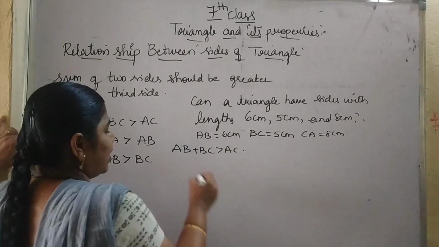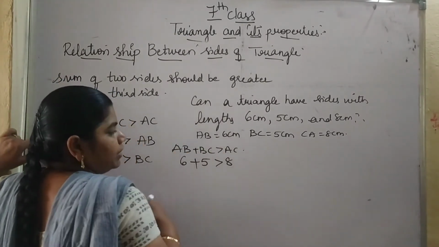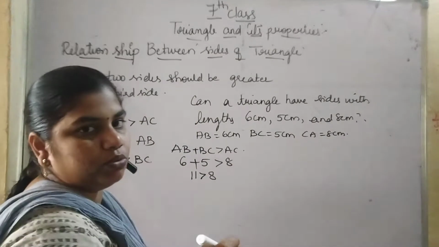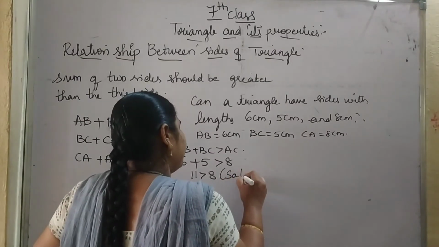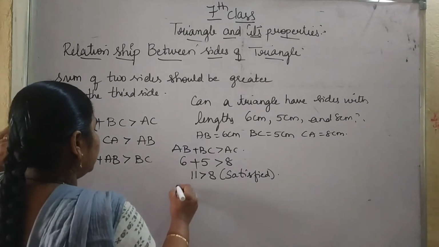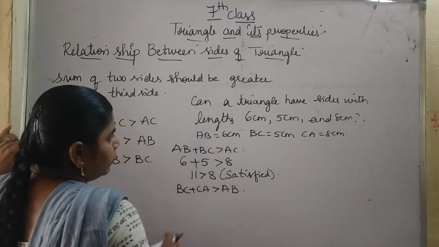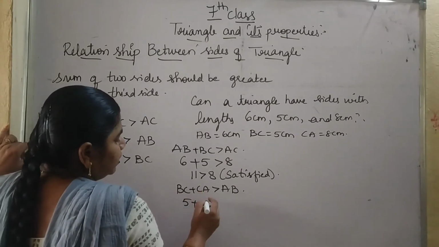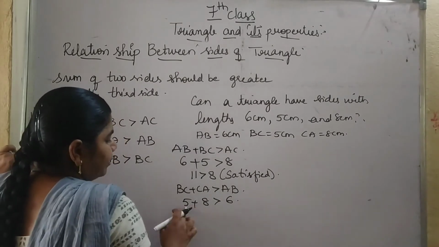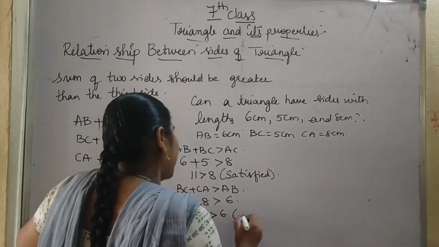So what is the AB value? 6 plus BC is 5 should be greater than AC is 8. 6 plus 5 will be 11. 11 is greater than 8. Is it true? Yes. So it is satisfied. Next is BC plus CA should be greater than AB. What is BC? 5. CA is 8, should be greater than AB. AB is how much? 6. So 8 plus 5 is 13. 13 is greater than 6. Is it right? Yes. So it is satisfied.